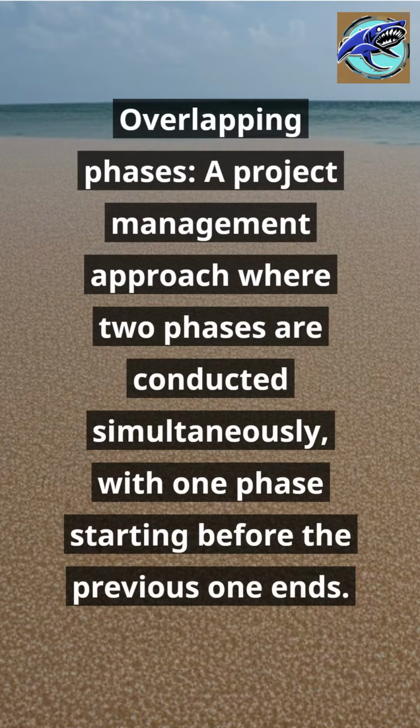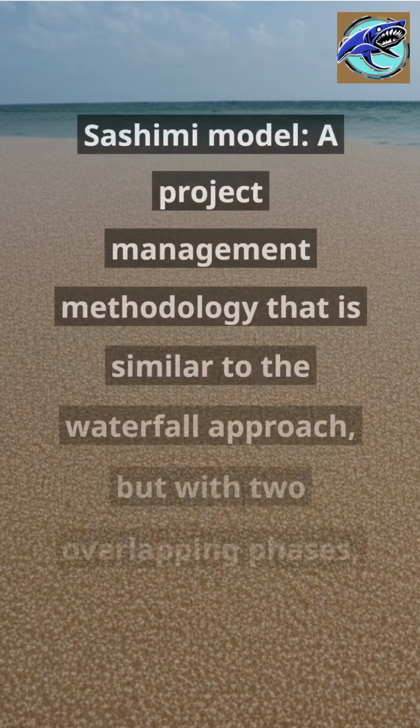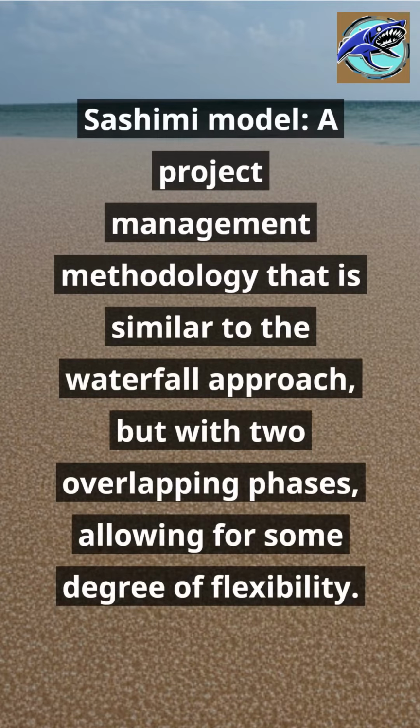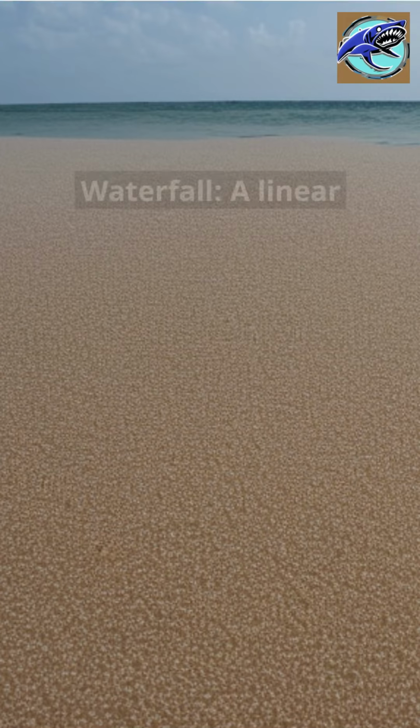Overlapping phases, a project management approach where two phases are conducted simultaneously, with one phase starting before the previous one ends. Sashimi model, a project management methodology that is similar to the waterfall approach, but with two overlapping phases, allowing for some degree of flexibility.